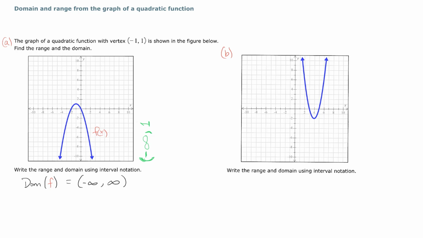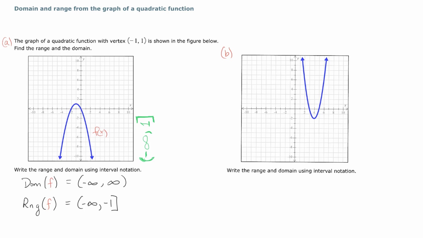Notice we don't include infinity, because infinity is not a number. Infinity is a concept. I meant we don't include negative infinity here, because infinity is a concept. So there's our range in interval notation. How do we write the range? I use capital R, N, G, parentheses. The range of f is equal to negative infinity, comma, 1.